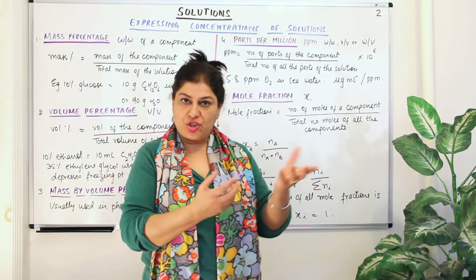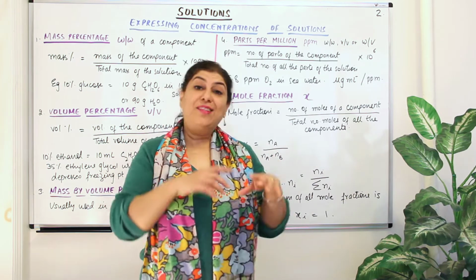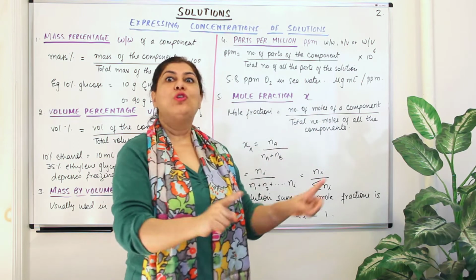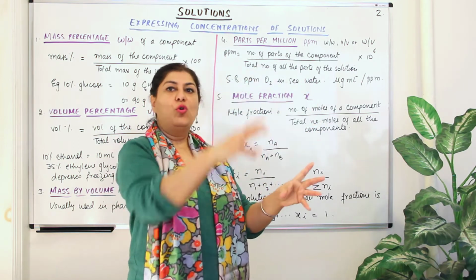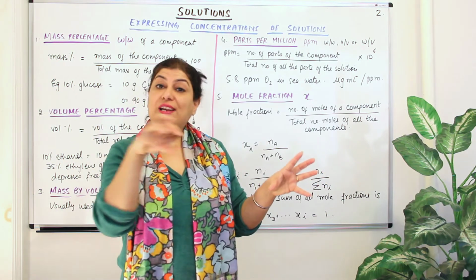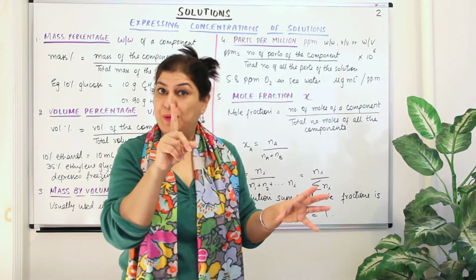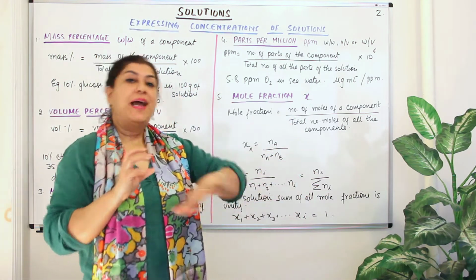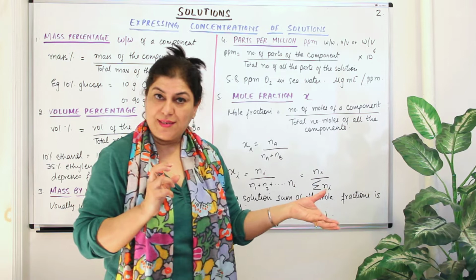It is that fraction of the whole. And the whole is always one. You have one whole solution. Out of this one whole, this part is this fraction. So fractions are always of one whole. So a fraction of this is this component and the rest of it is the solvent, let us say.